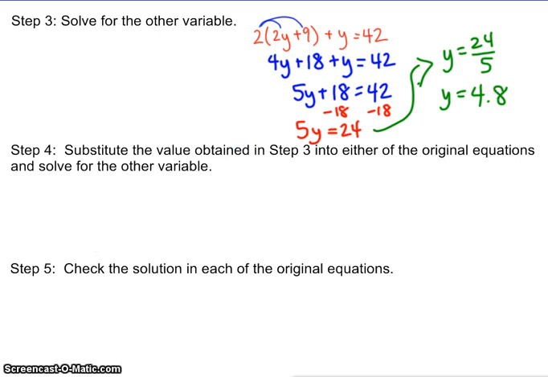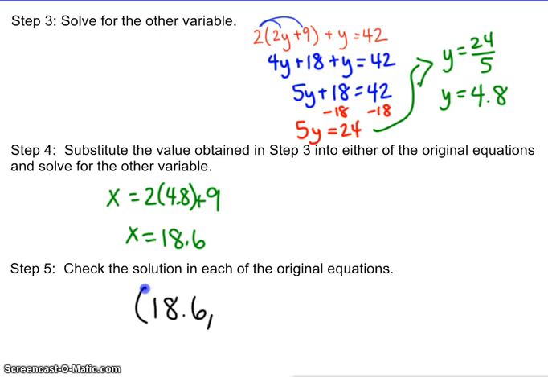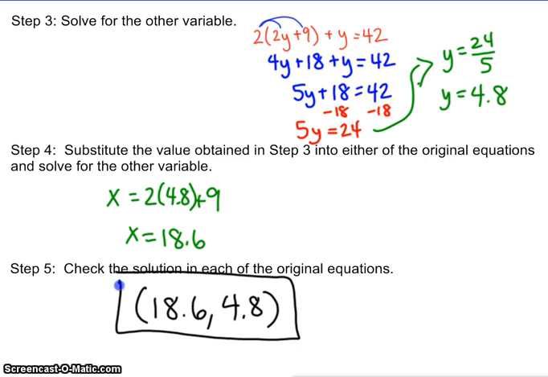So now that we have y as 4.8, we're going to do exactly the same thing. We're going to take one of the previous equations, let's say x equals 2y plus 9, but instead of plugging in y, we're now going to plug in the 4.8 that we found y to be. So 2 times 4.8 plus 9 means that the x value is 18.6. So my solution is 18.6, comma 4.8. Again, you can check this answer to make sure you did it correctly.